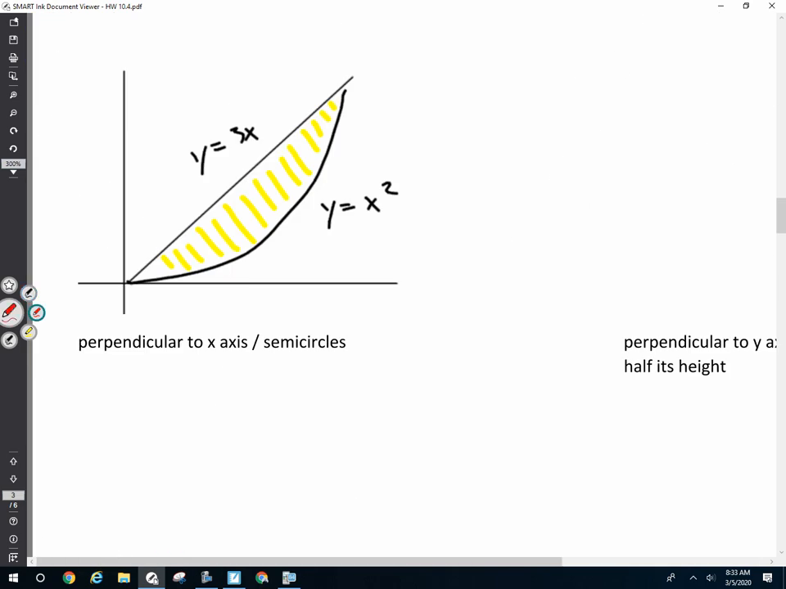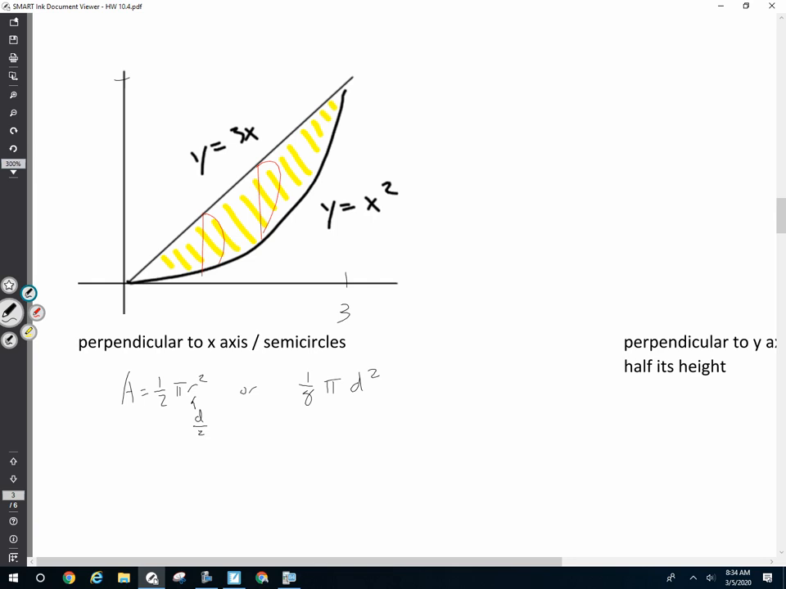Perpendicular to the x-axis, semicircle. So again, with semicircles, two ways to handle it. You can either have 1/2 pi r squared or 1/8 pi d squared. Either way, you're going to get the right answer. I don't want us to have to memorize this, but rather understand how if you have d over 2, that squared turns into d squared over 4, that 1/4, and then 1/2. So please don't memorize 1/8 d squared, or just understand where it comes from.